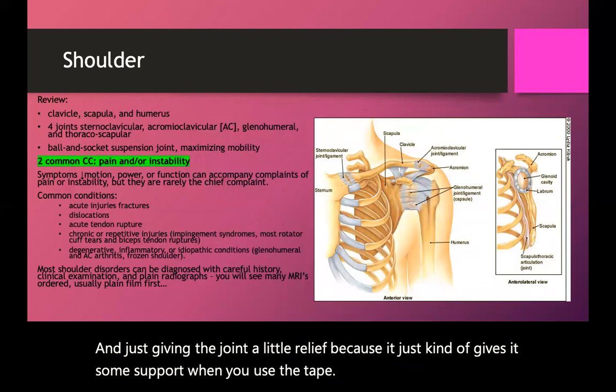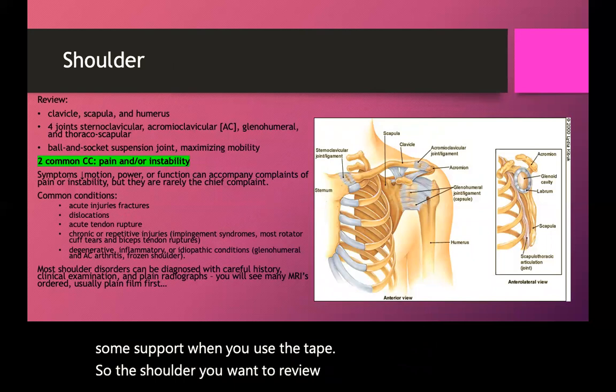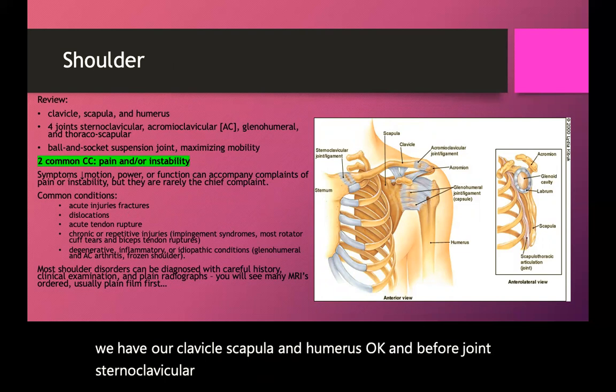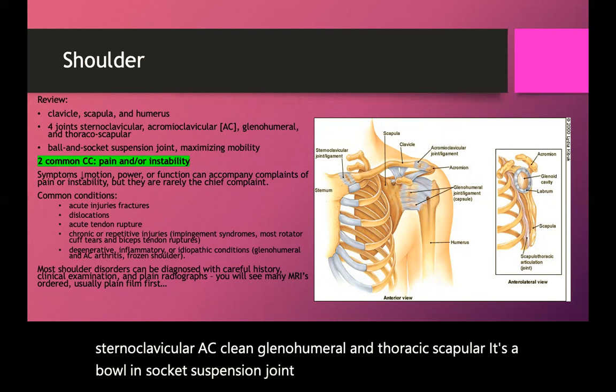Okay, so the shoulder. You want to review your anatomy of the shoulder. We have our clavicle, scapula, and humerus. Okay, and the four joints: sternoclavicular, AC, glenohumeral, and scapulothoracic. It's a ball and socket suspension joint, which maximizes its mobility.